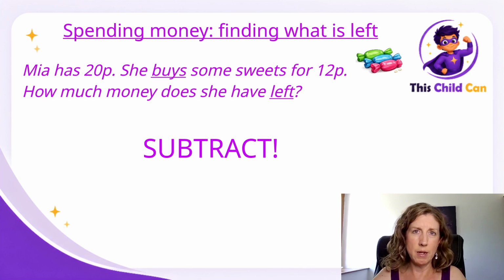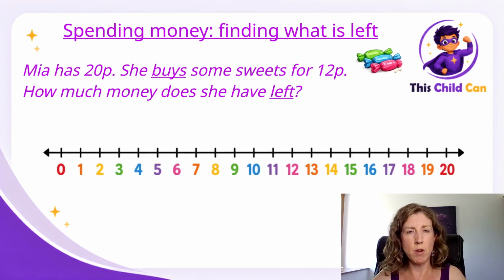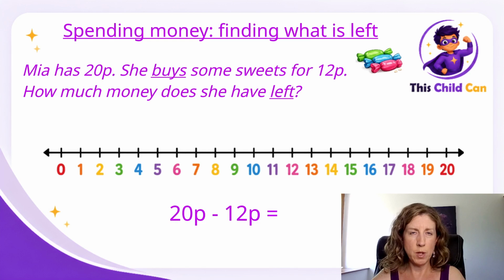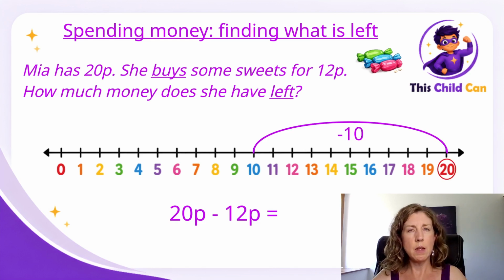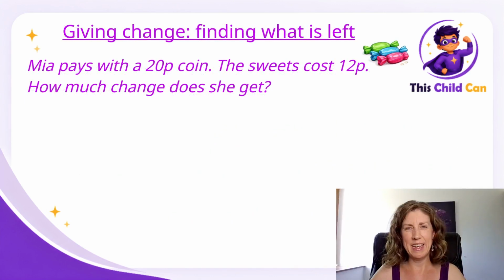We are going to use a number line to solve this one because the subtraction sum that we need to do is 20 take away 12. And if we use a number line, we can start at 20, we can then take away 10, then we can take away 2. Then we see that what we are left with is 8 pence. Let's look at finding what's left by giving change.